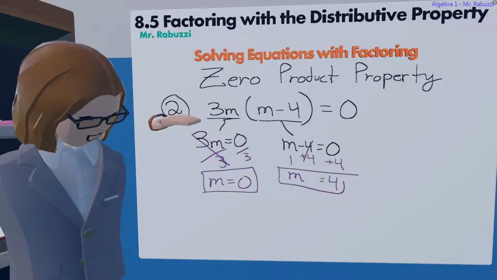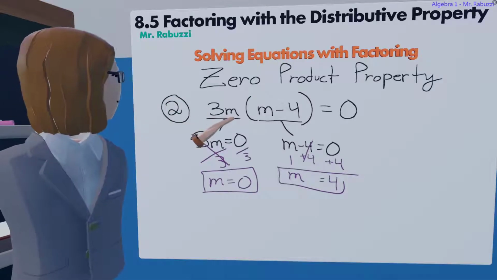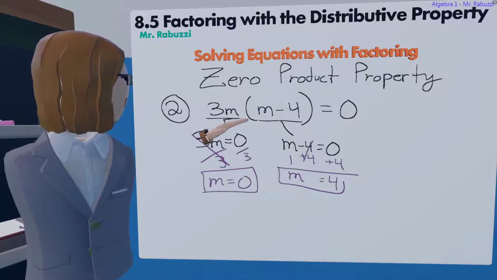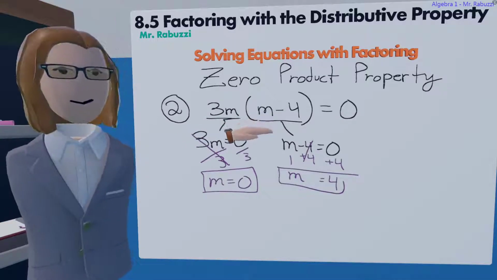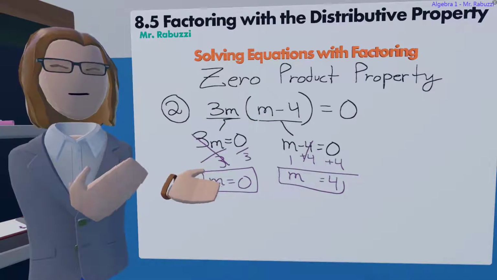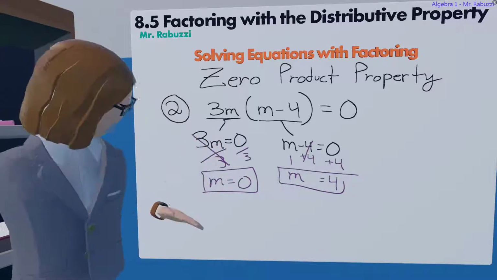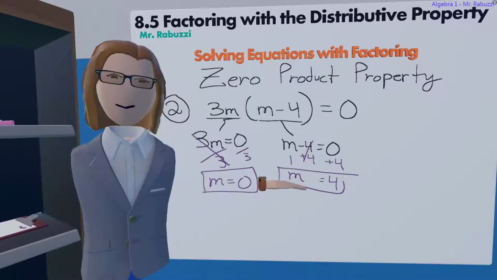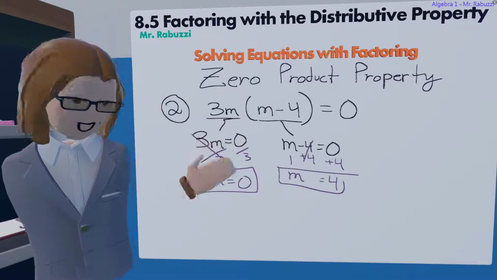And remember, why do we have two answers? Because we have two different places that are a variable. We have an m here and an m here. Each m could have a different number. This time they did, right? 0 for one of them and 4 for the other one. So this one had two answers.